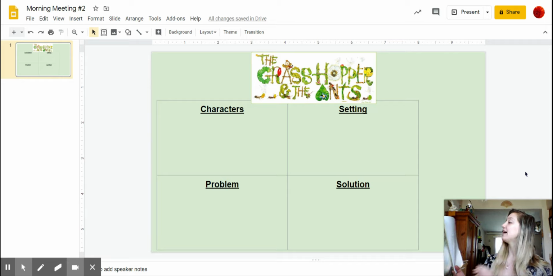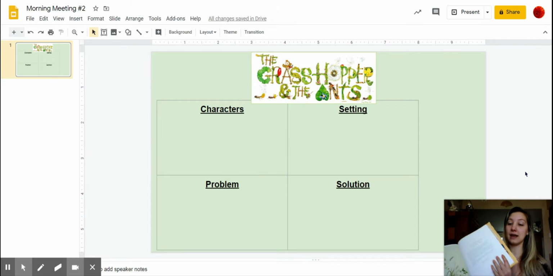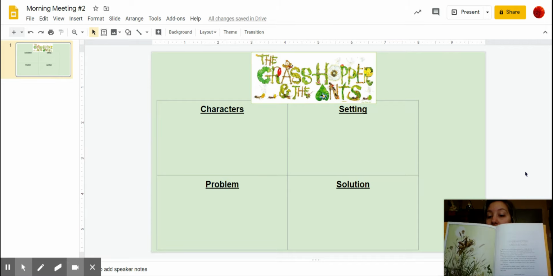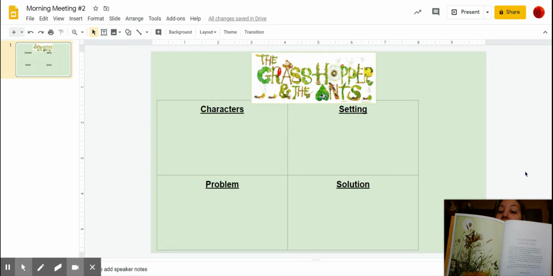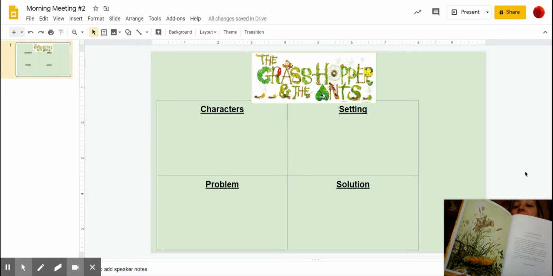So this story, as I said before, is called The Grasshopper and the Ants. And here's a picture. So you can see the grasshopper is up there sitting on the blades of grass, and the ants are carrying the corn cob.